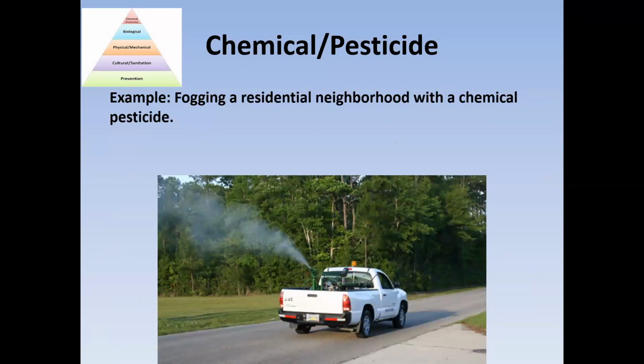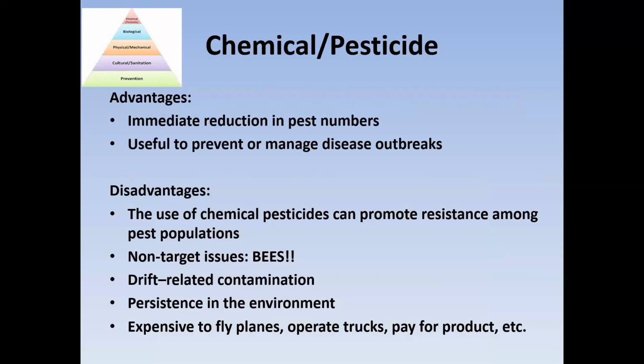An example of chemical control is fogging your neighborhood. And again, you have immediate reduction in pest numbers. It's useful to prevent and manage disease outbreaks. And the disadvantages, again, are the use of chemical pesticides can promote resistance. You could have non-target issues, and I want you to think bees in this case. You have drift, persistence, and expensive to fly planes. Now, I repeated that because you may see that at some point in the exam.